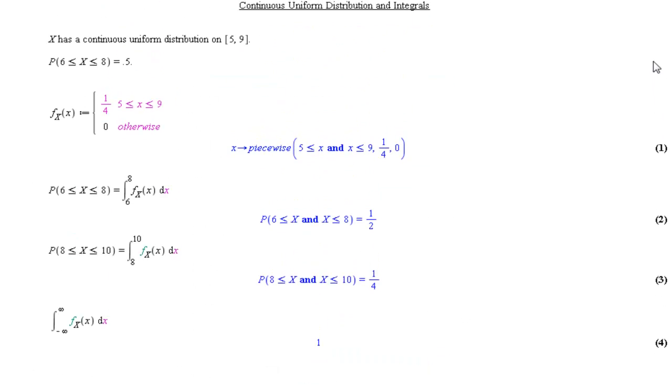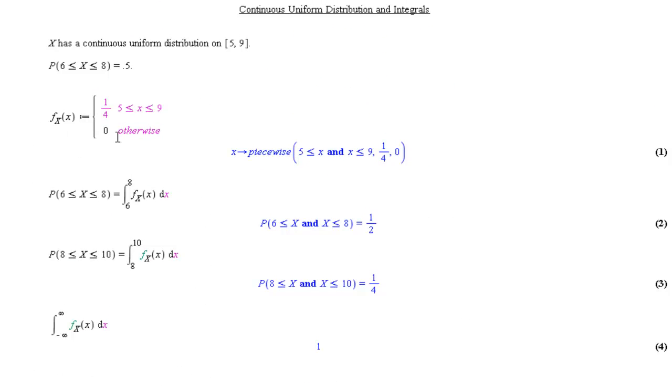Okay. So for a PDF, we're going to need that the values are non-negative. They can be 0, but they can't be negative. And then that the total integral over all real numbers is 1.